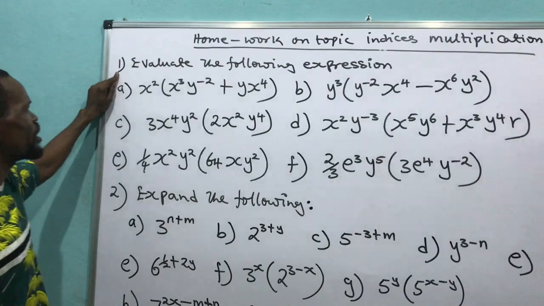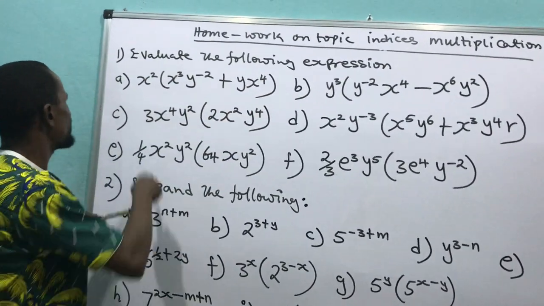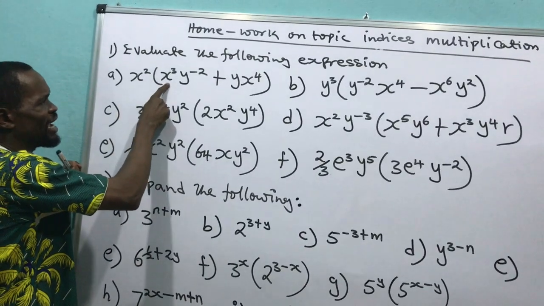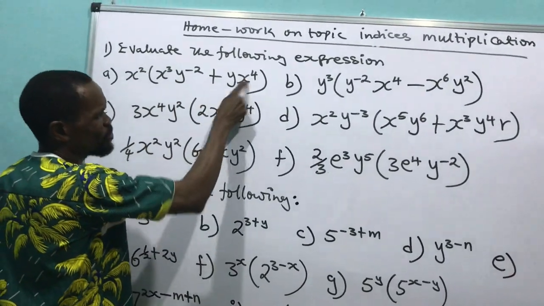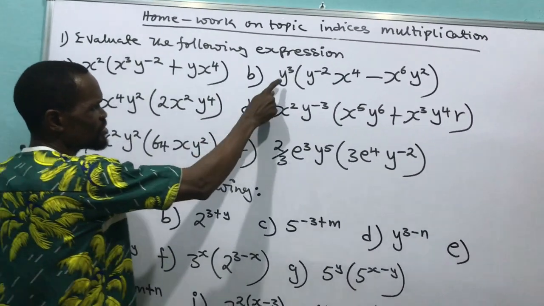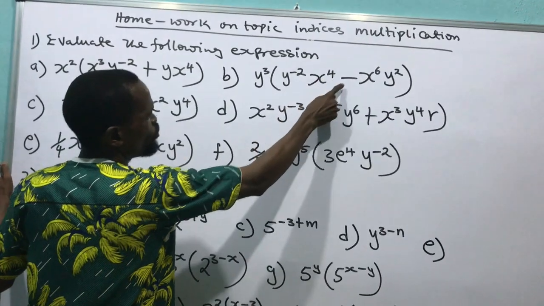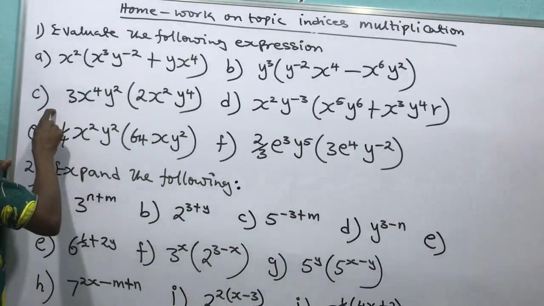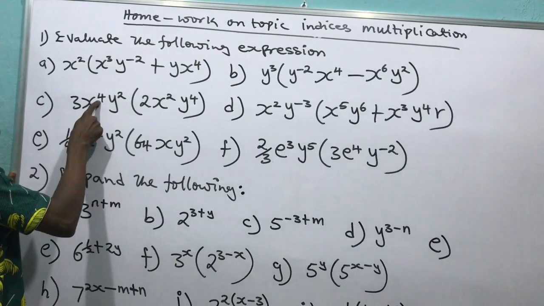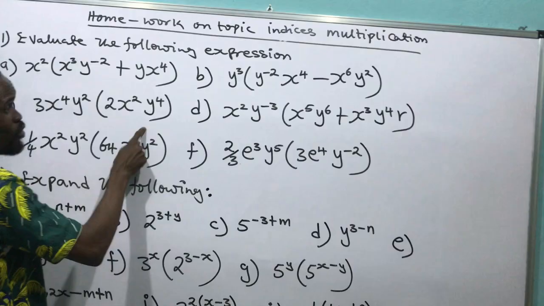We say number 1, evaluate the following expression. A, x raised to the power 2 into x raised to the power 3, y raised to the power minus 2 plus y x raised to the power 4. B, y raised to the power 3 into y raised to the power minus 2, x raised to the power 4 minus x raised to the power 6, y raised to the power 2. Then we come to C, 3x raised to the power 4, y raised to the power 2 into 2x raised to the power 2, y raised to the power 4.